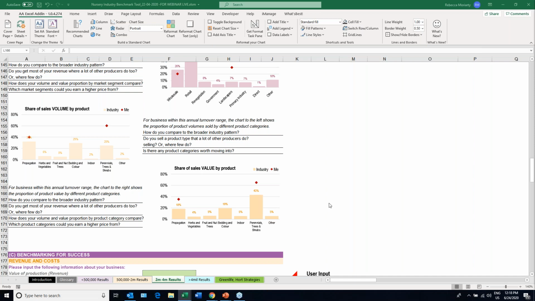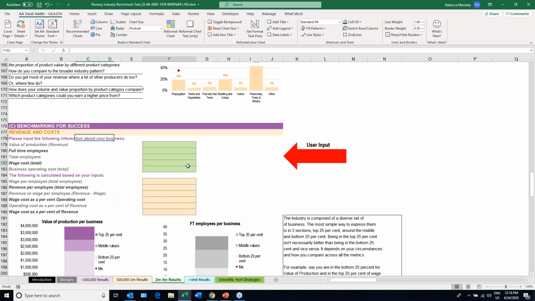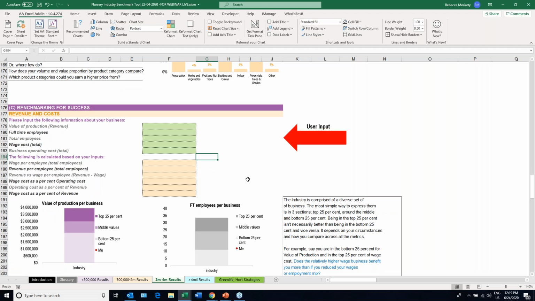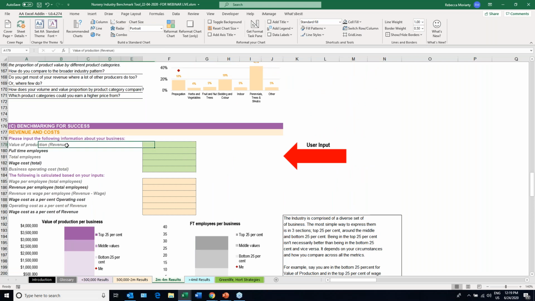All right, so the next section, section C, benchmarking for success, revenue and costs. So here at the top is the only part where we need to input our data, the green cells, and then underneath Excel will calculate from that, and then this will feed into the 8 charts below. So I'm going to put in an example here. The first one, value of production or revenue, and then full-time employees, total employees, wage costs, and business operating costs. Those are the things we want to enter in this section.